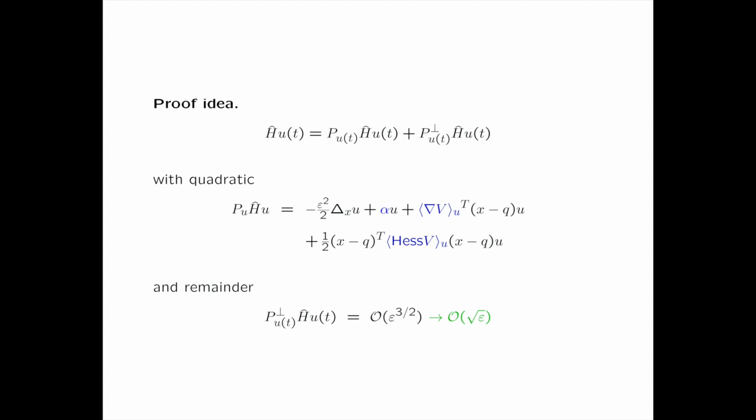You split the Hamiltonian into two parts, the projected part and the rest. You realize that the projected part is a quadratic Hamiltonian, where instead of the Taylor approximation around the center, you have these average quantities. You have a cubic remainder, and a cubic remainder on a Gaussian means a 3/2 business, and again you lose one epsilon due to the time scale.